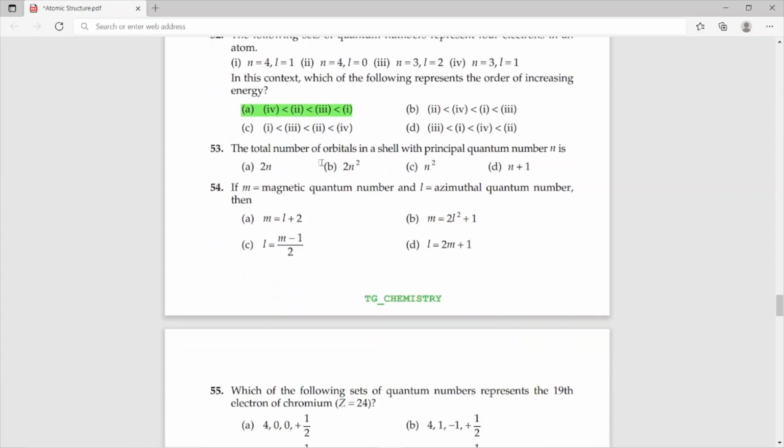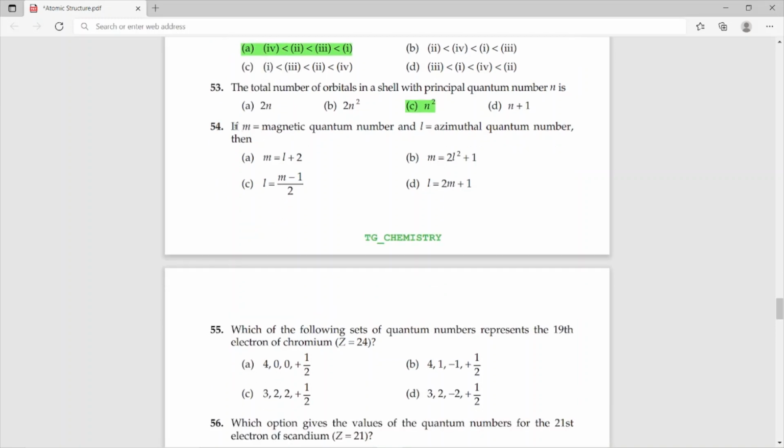Next comes the total number of orbitals in a shell with principal quantum number n. The right answer is option C, n square. 54th is, if m is the magnetic quantum number and L is the azimuthal quantum number, then which equation is correct here? The right answer is option C, L equal to (m minus 1) by 2, that is m equal to 2L plus 1.